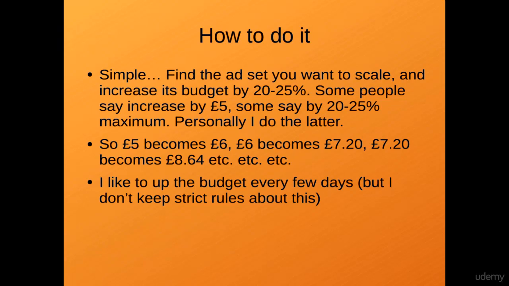So £5 becomes £6 because 20% of 5 is 1. £6 becomes £7.20. £7.20 becomes £8.64, and it just keeps going up in increments every time you increase it by that set percentage that you choose yourself. Okay. Again, I have to stress this 20 to 25% budget is just a suggestion. You can increase it by 10, you can increase it by 5, you can increase it by 50 if you want. But I personally increase by 20.